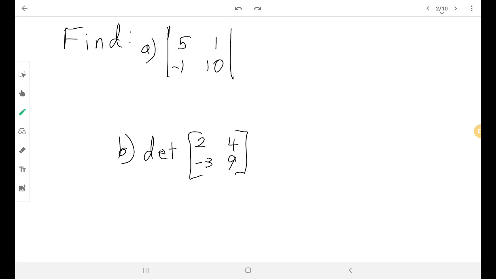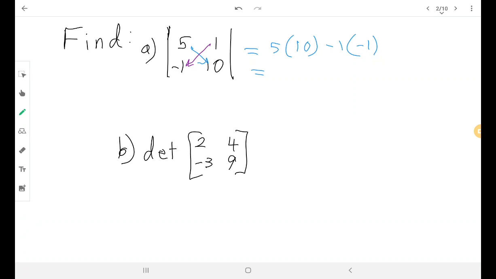And let me show you here. I'll show you with two different colors. You multiply the diagonals like that and like that, and then you subtract them. So you do these two first. So we'll do 5 times 10, and then minus these two multiplied. And so you do 1 times -1.